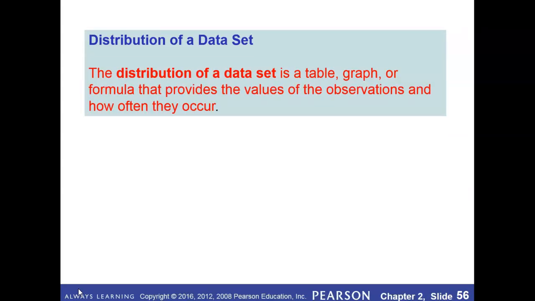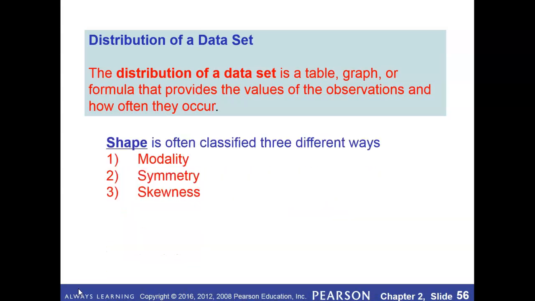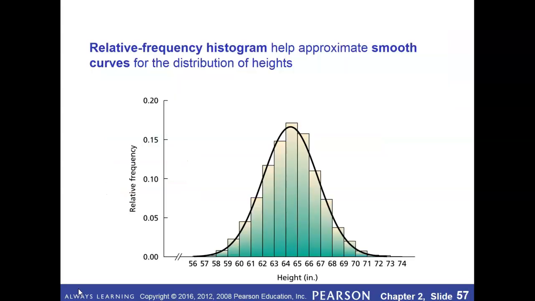And so distribution of data sets. The distribution of a data set is a table, graph, or formula that provides the values of the observations and how often they occur. So the shape is often classified 3 different ways. Classified by the modality, by symmetry, and by skewness. And so we're going to take a look at each of these 3 different classifications. The first one is with modality.